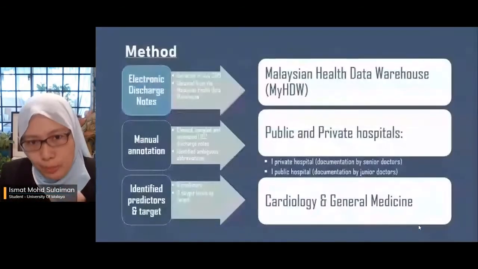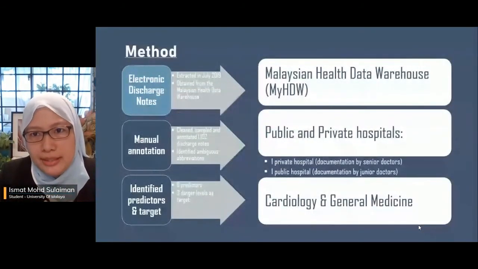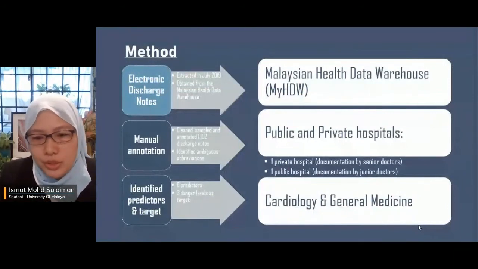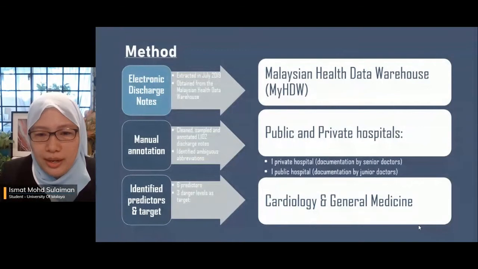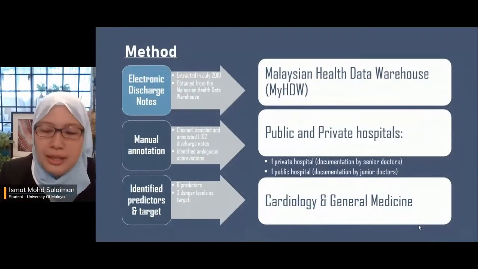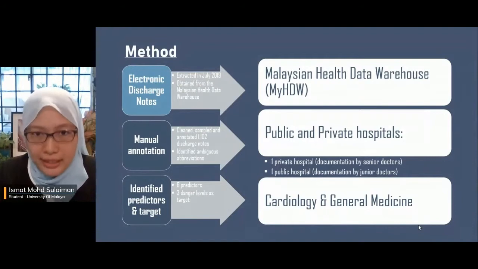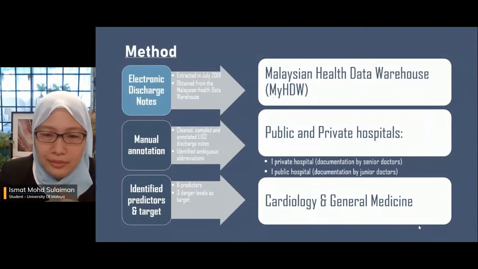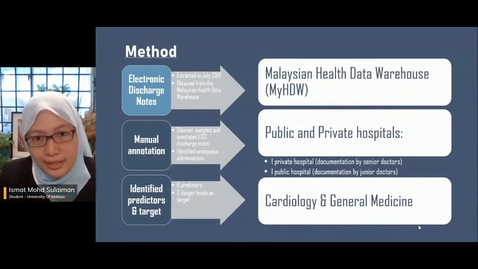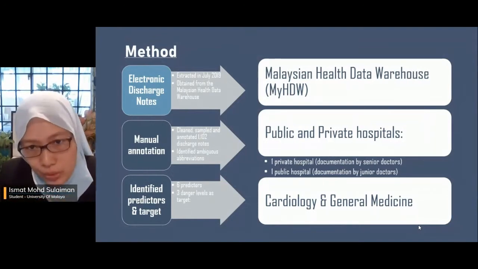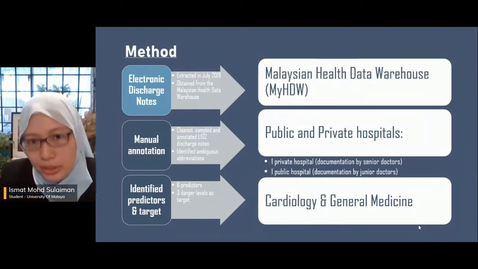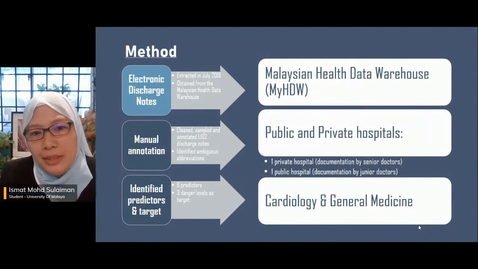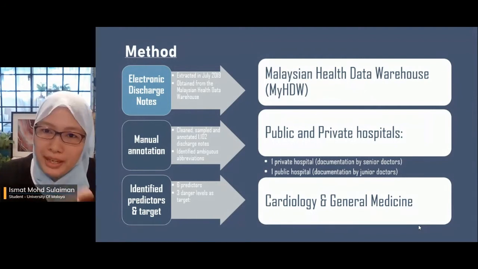But there is a portion in the Malaysian Health Data Warehouse that looks into the unstructured data, which is written in text. Most of those now are discharge summaries, but there are also other clinical notes, right? For this research, we look at the discharge notes because that is the most predominant that we have in the Malaysian Health Data Warehouse, and because it covers both the public and private hospitals.